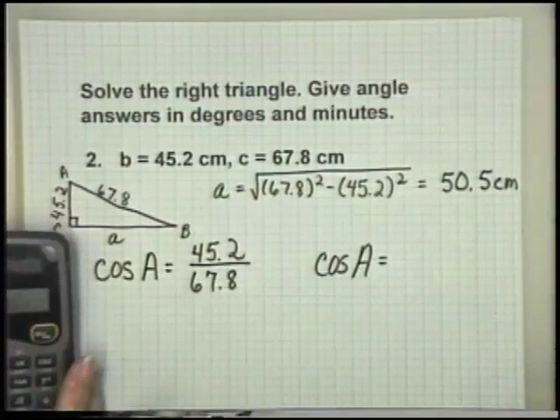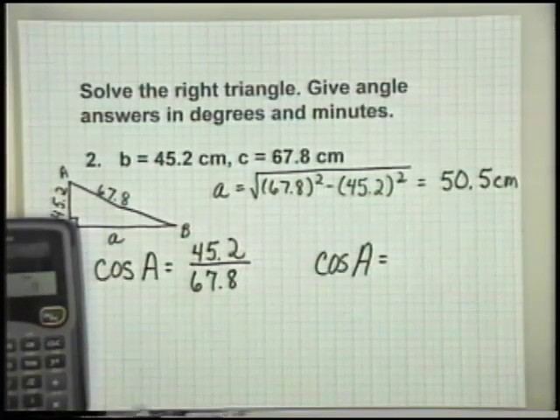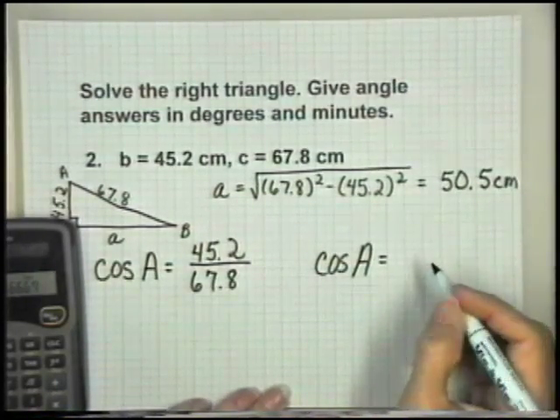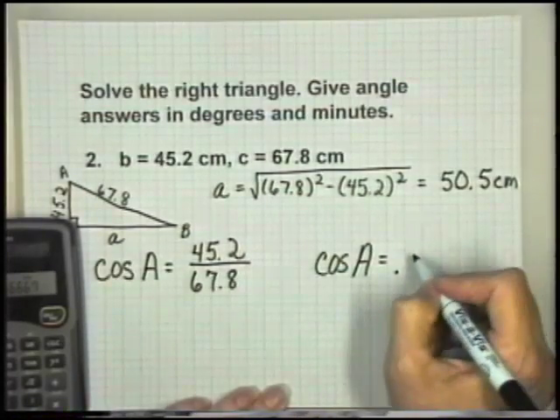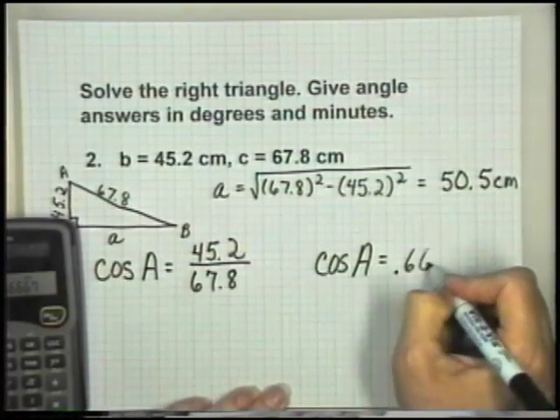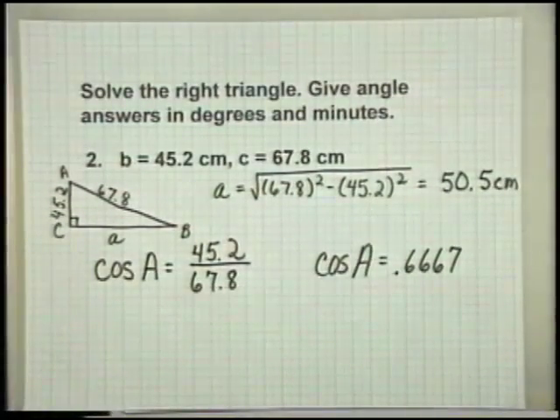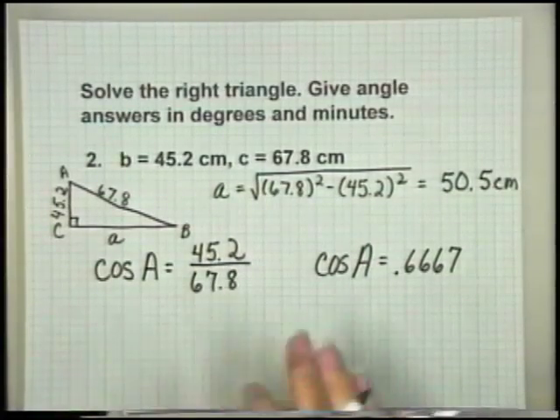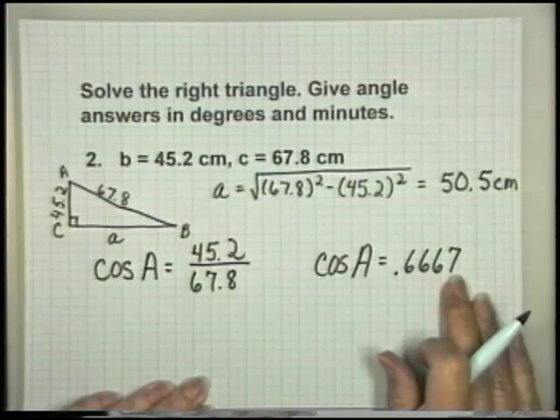I'm going to take the 45.2 and divide it by 67.8 and then write a decimal approximation for it. And when I do that in my calculator, the decimal approximation to 4 significant digits is 0.6667.